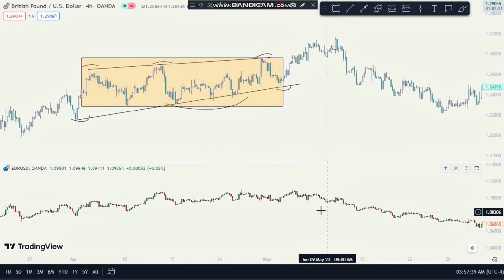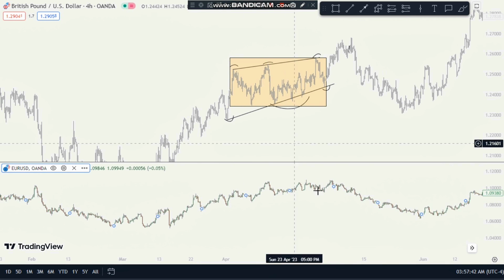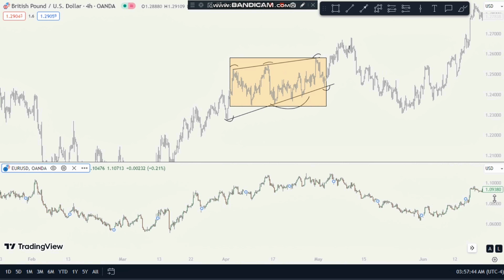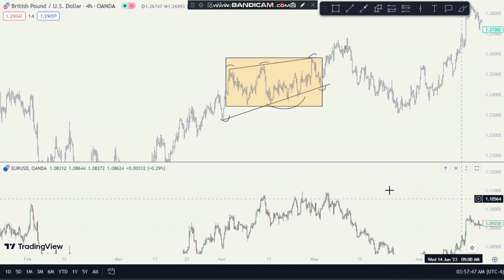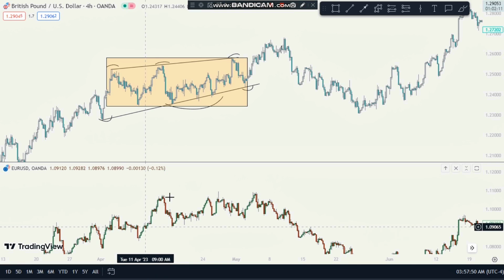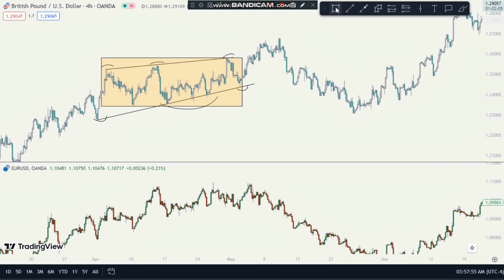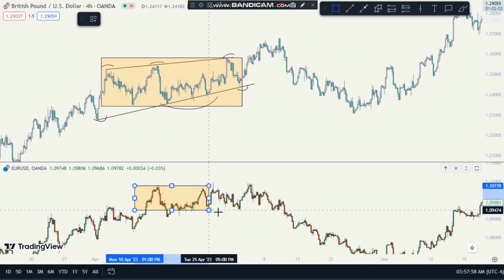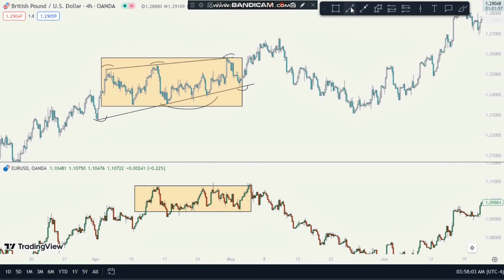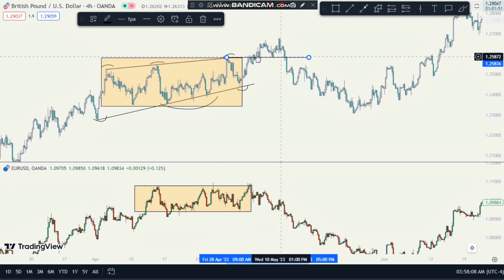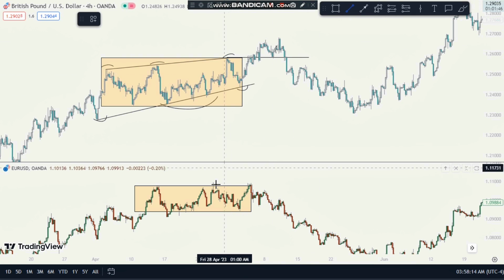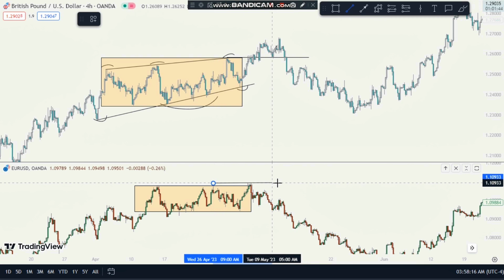Okay, so the SMT pair, the correlated pair of the British pound, is the euro. If the price of the pound goes up, the euro also goes up. If it goes down, the euro also goes down. So here you can see the same accumulation has happened here. Now you can see that this was the top of the accumulation. What happened? The price took this liquidity and went up. If you see euro, in euro, we didn't get that.